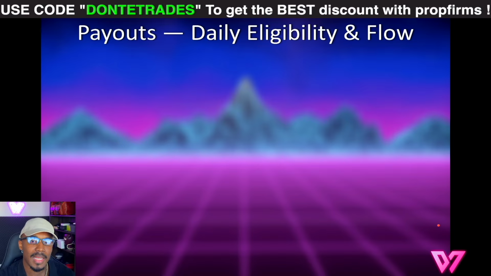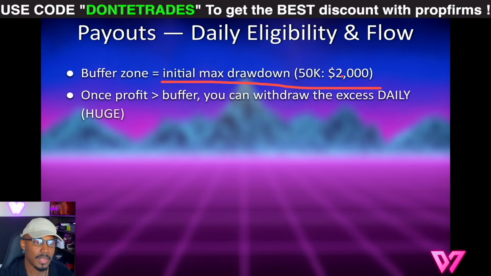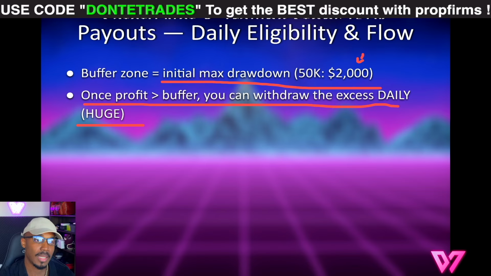So payouts and daily eligibility, right? So this is what we really love right here. And this is going to be the buffer zone. Again, we just talked about your buffer zone is going to be a max drawdown. So on the 50K account is $2,000. So once you're in profit in the buffer, you can withdraw the excess daily, right? So once you hit that $2,000 profit target, you can literally withdraw anything above that $2,000 profit target daily. This is huge, huge, huge, right?